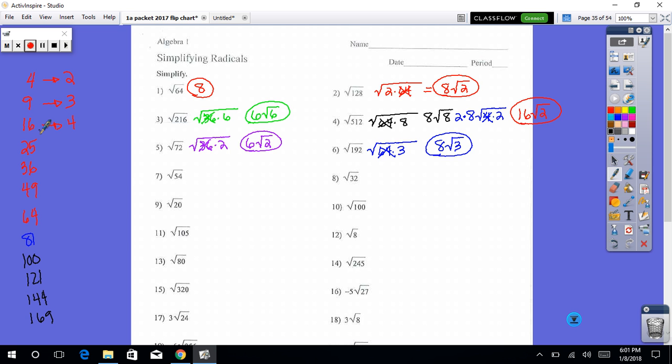16 divides evenly. So 54 divided by 16 does not divide evenly. So let's try 54 divided by 9. And that gives me 6. So I have the square root of 9 times 6. 9 gets to come out to the front, so 3 square roots of 6.